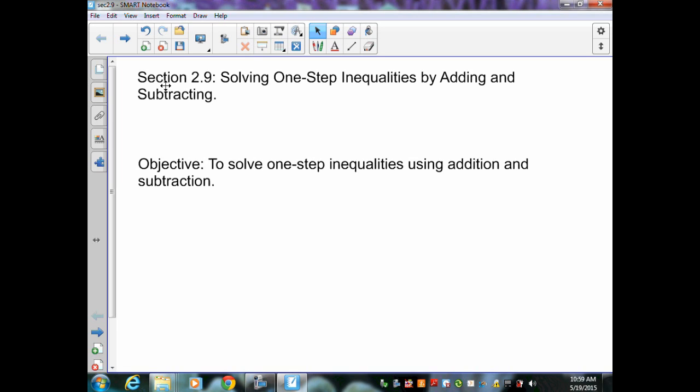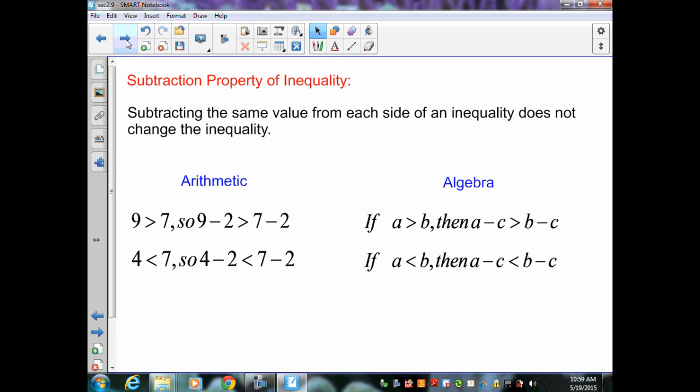Section 2.9, solving one-step inequalities by adding and subtracting. We have done this with equations, and now we're going to do it with inequalities.